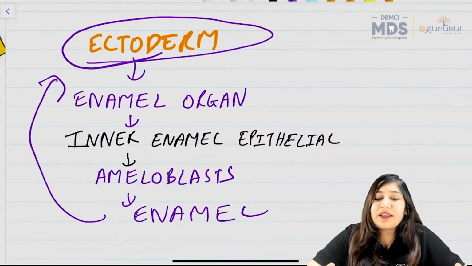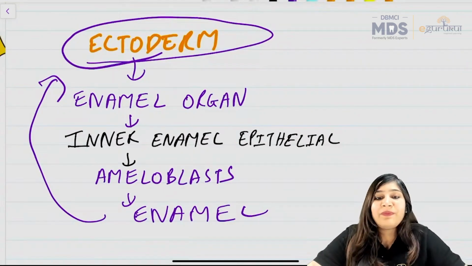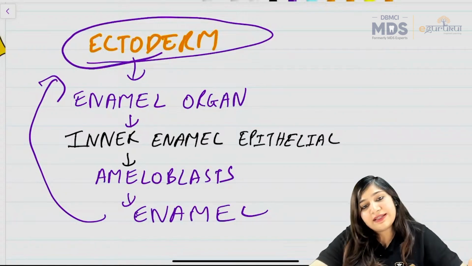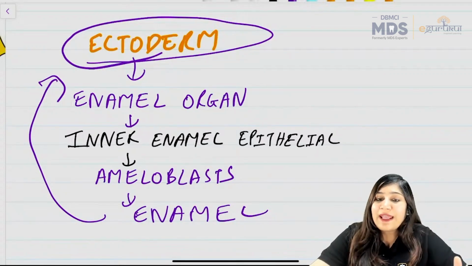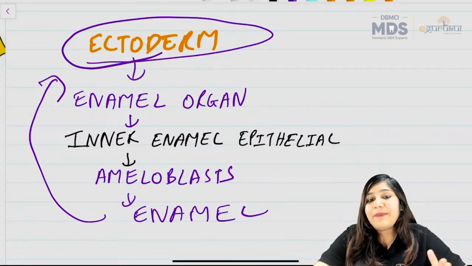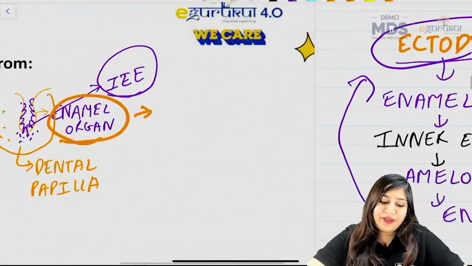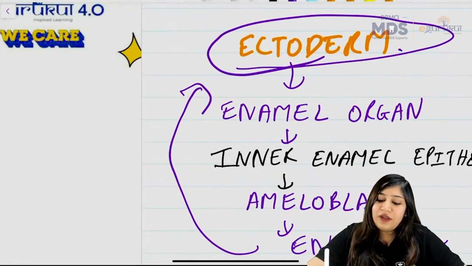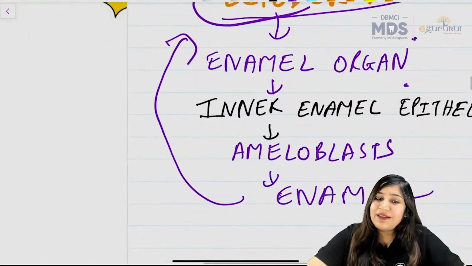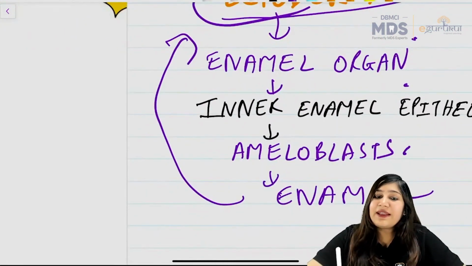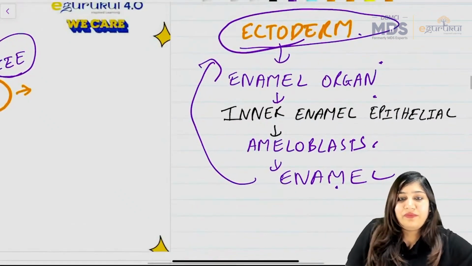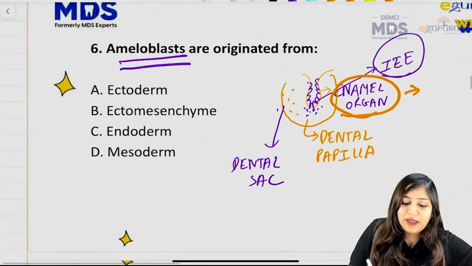And dental papilla is derived from mesoderm. So dental papilla forms what? Dentine and pulp. In the same way, the dental sac is formed from mesoderm. So it forms the cementum, alveolar bone and periodontal ligament. Right? So basically from ectoderm we get the enamel organ. The enamel organ consists of inner enamel epithelial cells which differentiate into ameloblast cells. These ameloblast cells lead to the formation of enamel. So here the correct option is A.